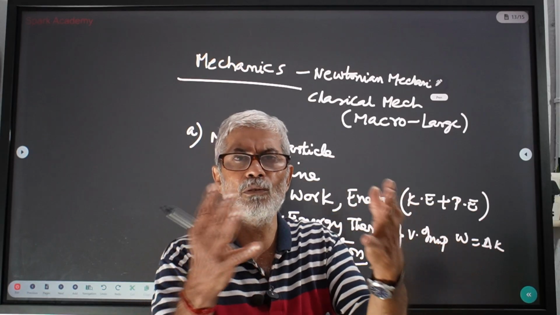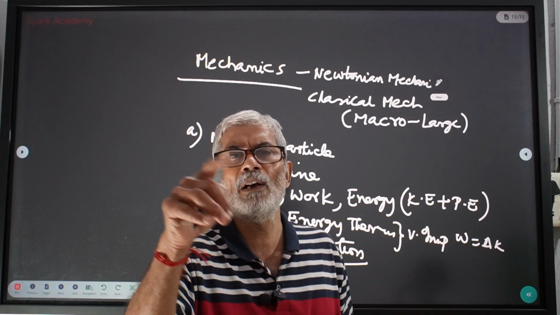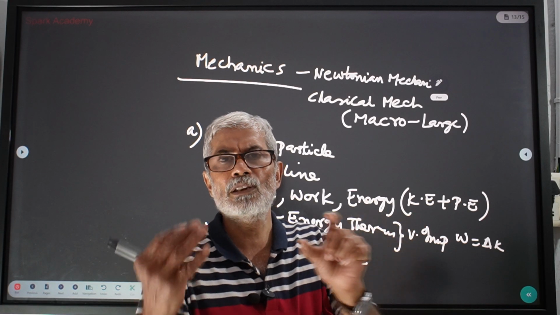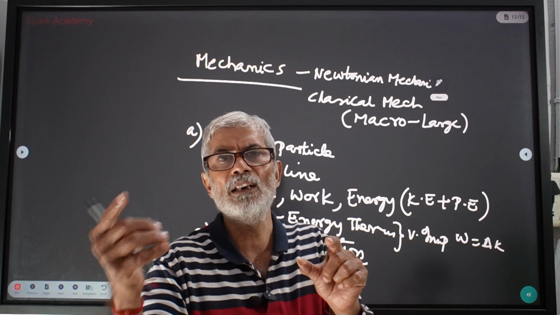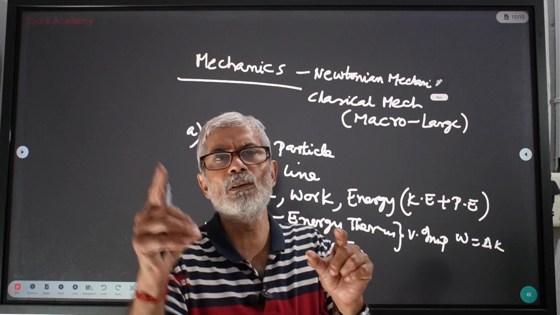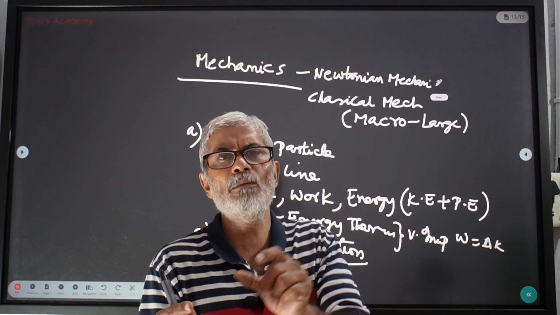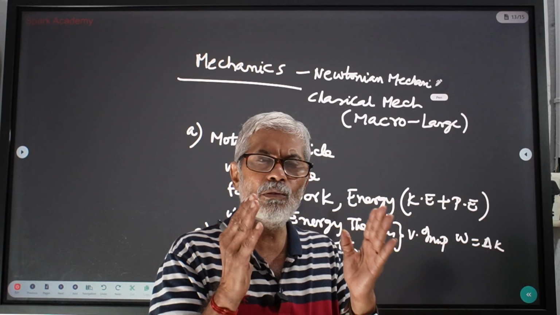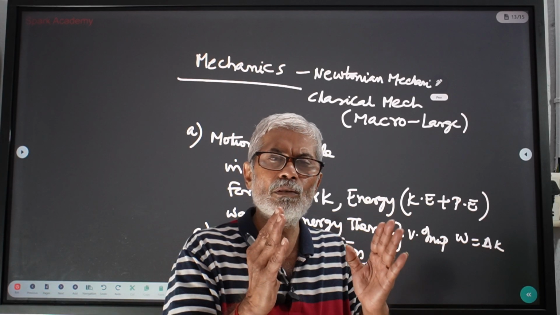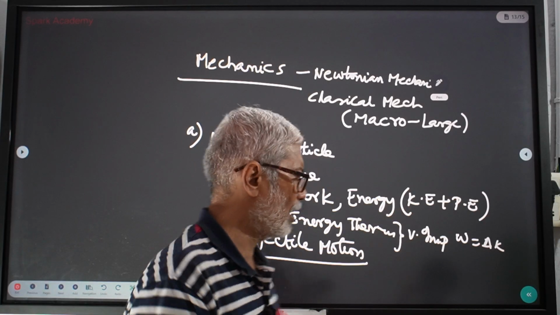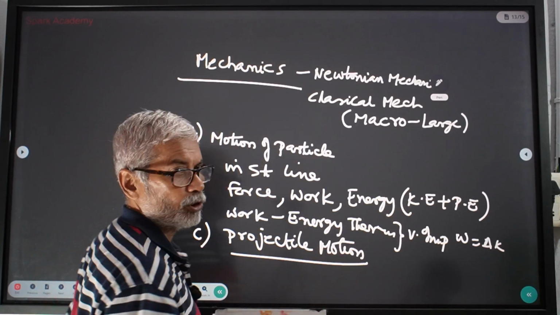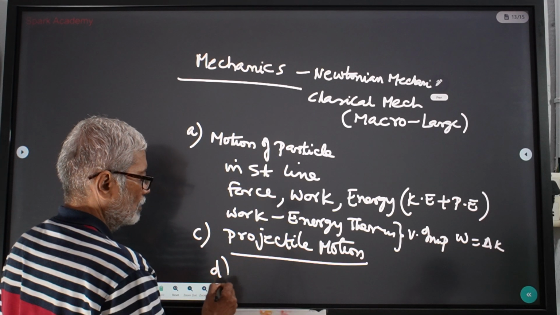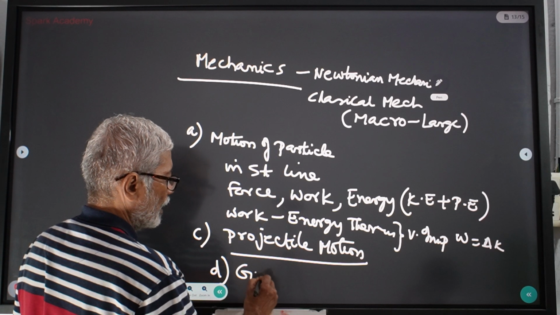How will you know? You have to know that formula: u square sin 2 theta by g is the range. So sin 2 theta means if theta is 45, sin 90 is 1. So u square by g will be the maximum range. So you need to know all the formulas. You have to know all the fundas of this projectile motion. And this mechanics also has your gravitation chapter.